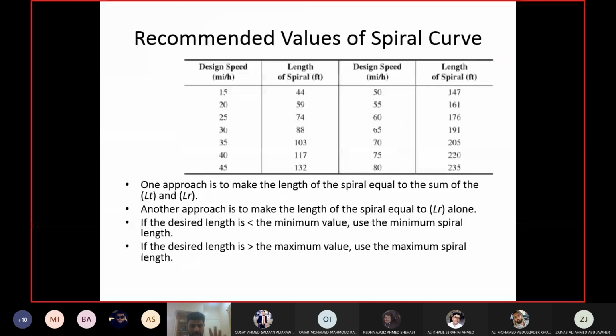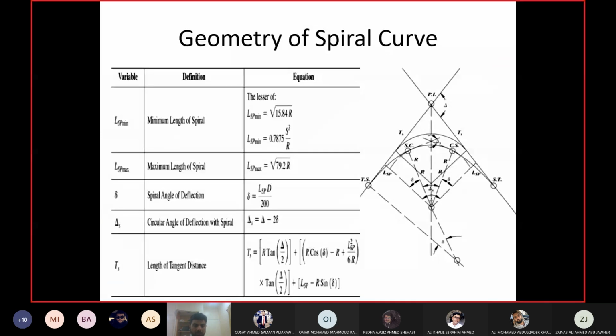Any questions up till now? Because then I will just show you some guidelines about the length of the spiral curve. Any questions? No questions? Everything is clear?